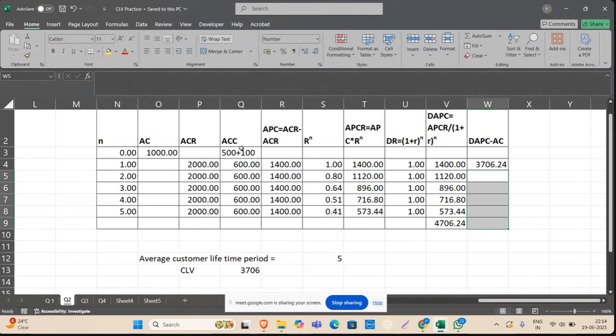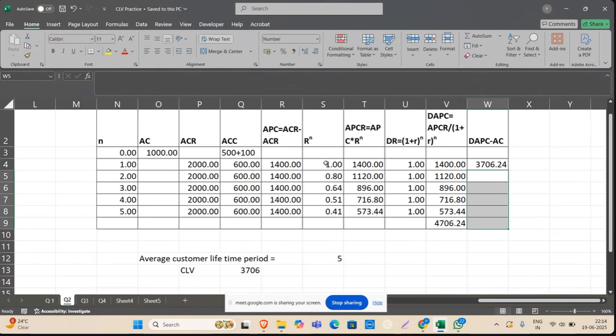And then you have to calculate the retention rate. Since they have mentioned retention rate as 80%, the first year the retention rate will be the same. It is 1. Like 1 means 100%. So retention rate will be 100% for the first year. And from the next year onwards, the retention rate will be 80%.